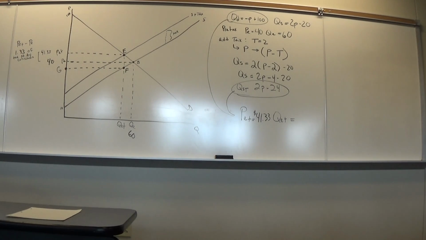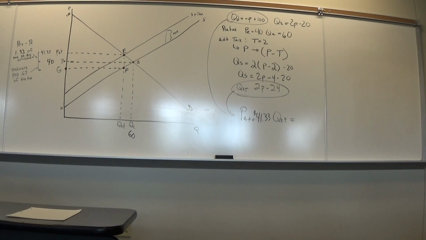Okay, so that also tells me a couple of other things. It's a $2 tax. I now know how much producers pay. If consumers are paying $1.33 of it, that tells me that this distance right here has to be the difference in what's left of the tax, 67 cents. So producers pay 67 cents of the tax. So I know that distance as well.